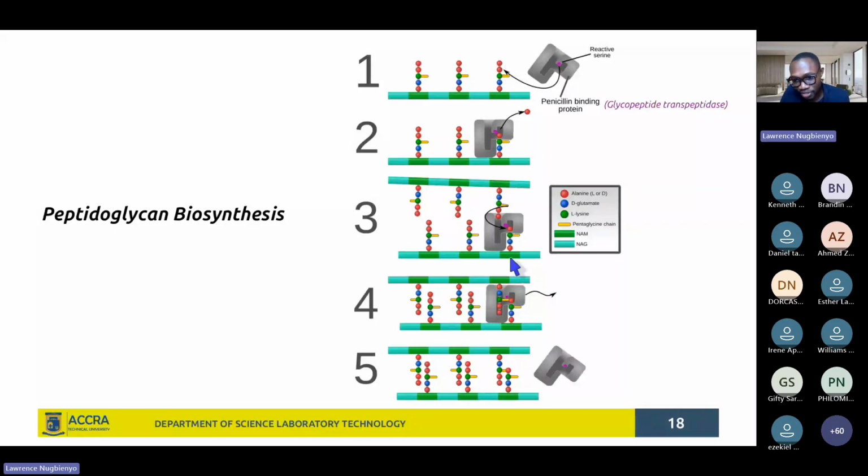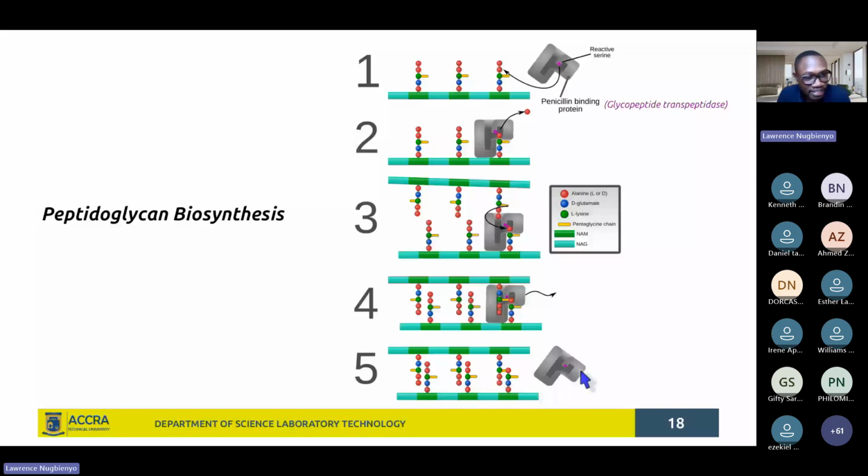And so in the end, you see the enzyme dissociates, leaves. The cross linkage is formed. So when all the cross linkages are formed, you now have that full structure of the peptidoglycan, which is the cell wall of the bacteria. It is this protein, the glycopeptide transpeptidase, that antibiotics like penicillin target.